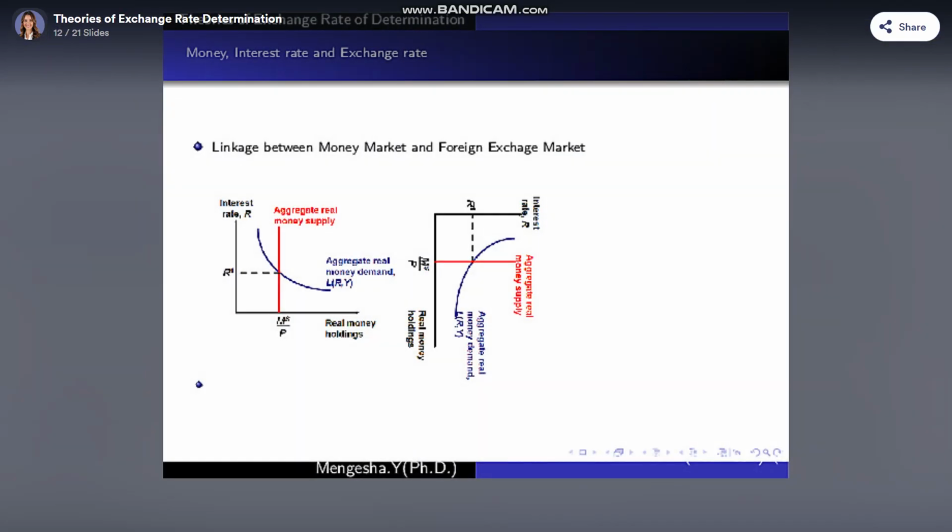This linkage can be seen by comparing money supply and demand in different regions, like the U.S. and Europe. Interest rates in each region respond to their own money market conditions, but these rates also influence exchange rates between their currencies. Understanding these interconnected markets is key to grasping how exchange rates are determined.